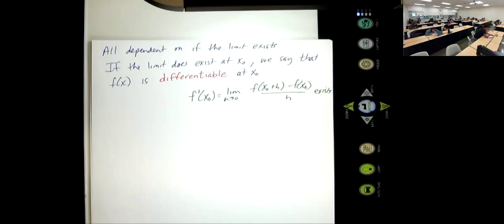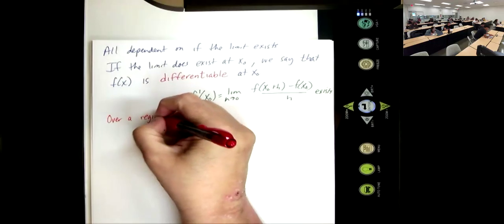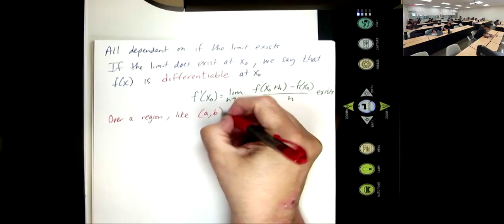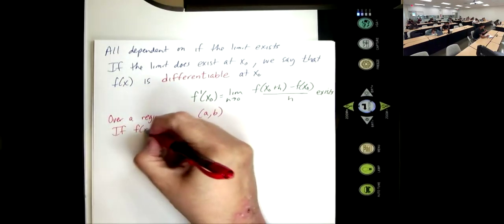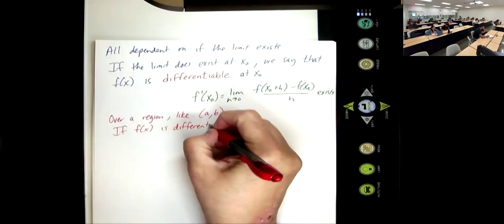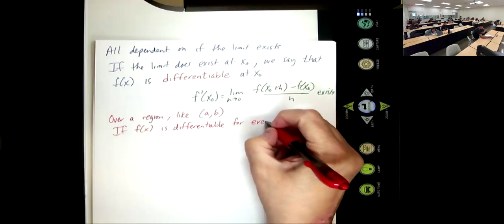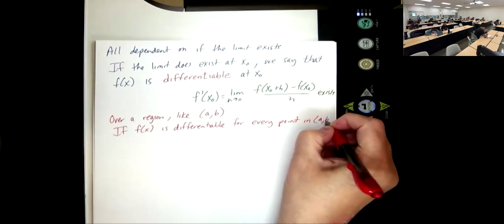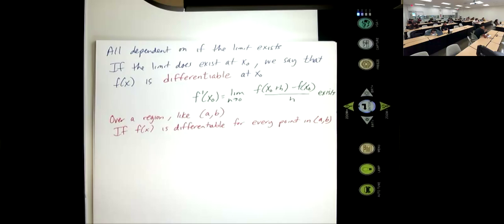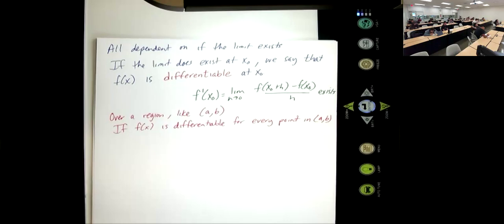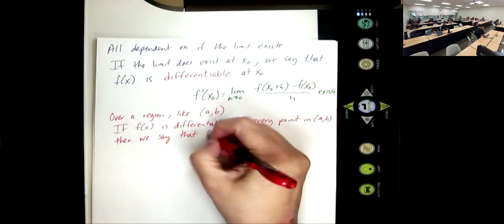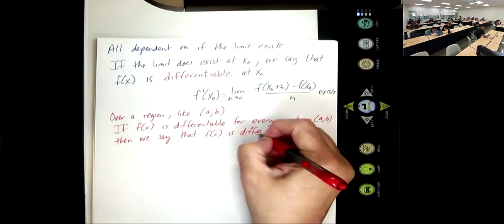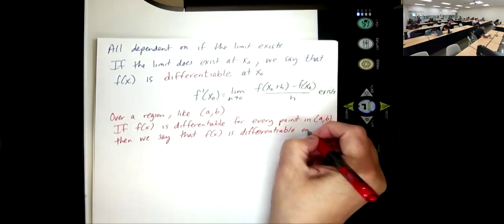That's just at a single point. If we want to look at like over a region of numbers, like from a to b, if f is differentiable for every point in (a, b), then we say f of x is differentiable there, on (a, b). Like, seems like obvious.